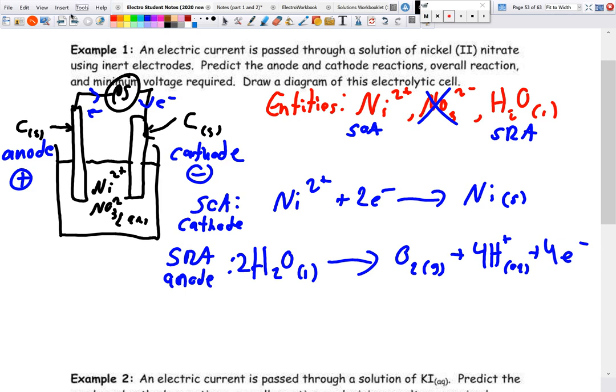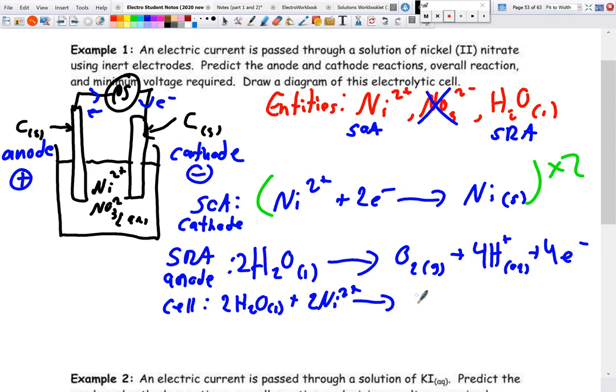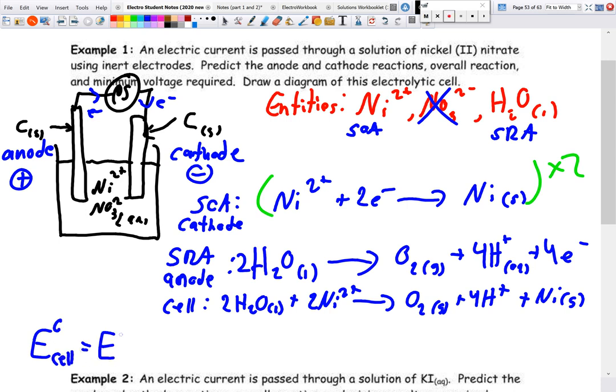plus 4 electrons. Now last but not least, to get our cell, we're going to have to do that so the number of electrons cancel out. And our cell reaction, we got 2 H2O liquid plus 2 Ni2 plus, producing O2 gas plus 4 H plus plus 2 nickel solid. That is that. Then of course, finally, last but not least, running out of a little space here, we have our cell potential, and that equation won't change.